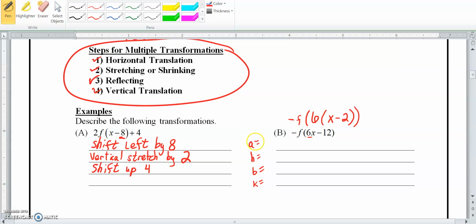But in this case, A is our out front term. Well, it's just negative f. So there's an implied 1 out here. So A is actually negative 1. Our h, so x minus h, it's not 12. Please do not write 12. It is x minus 2, so h is just 2. Our b term, now that we've factored out a 6, our b is 6. And our k, well, we don't have anything plus or minus at the end. So k, we say is 0.